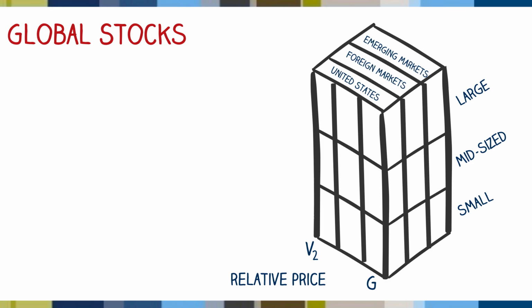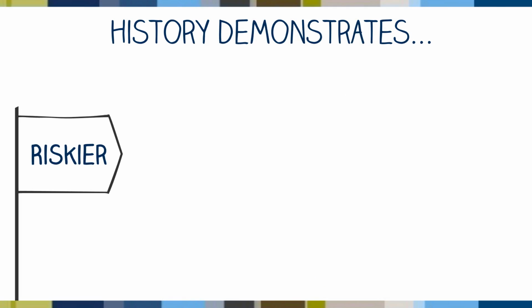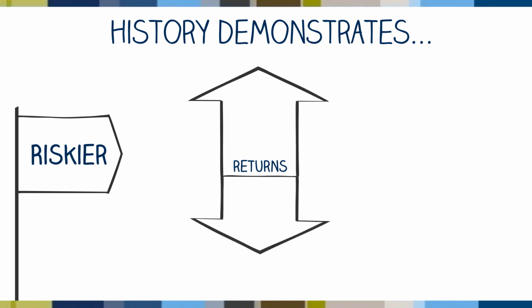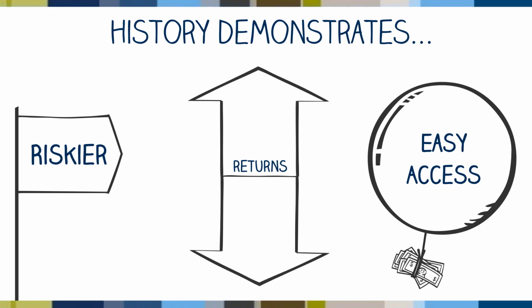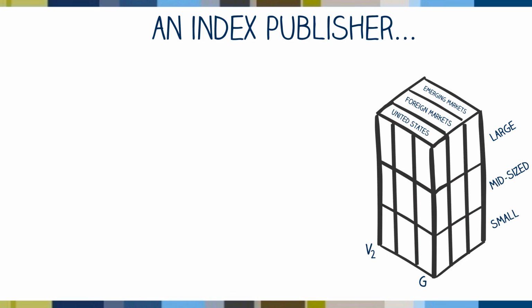Not all asset classes are created equal. History demonstrates that some asset classes are riskier, some have had higher or lower returns, some are easier to access or less expensive to own. This relates to our active versus index conversation due to how each management style invests in these asset classes. An index publisher forms their list to include every security that fits into one or more of the boxes on the cube on a given date.